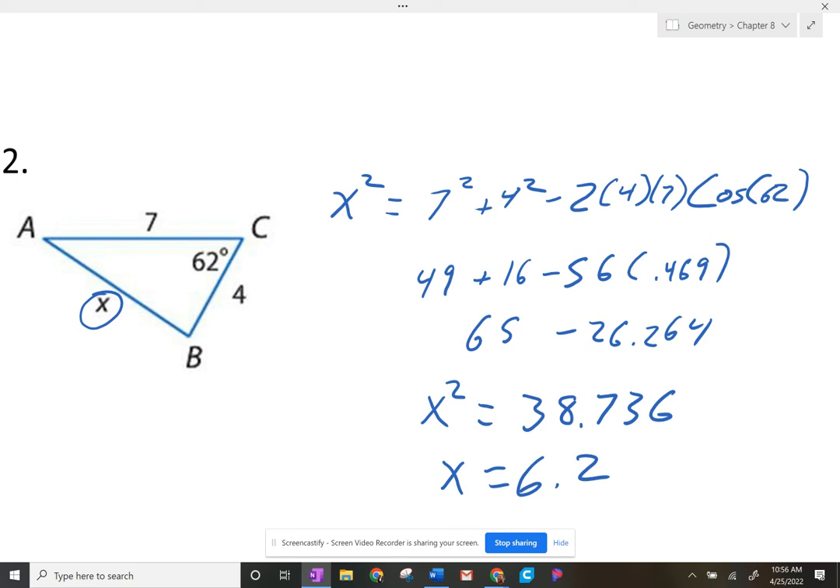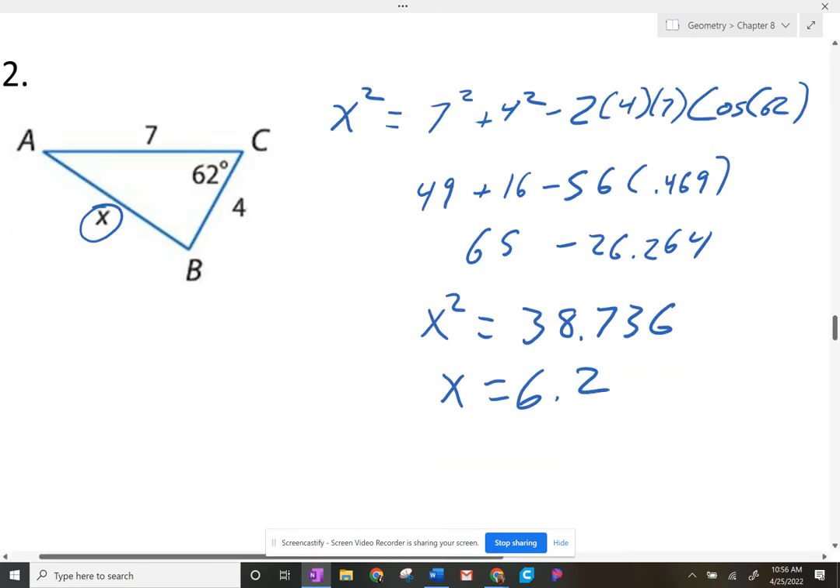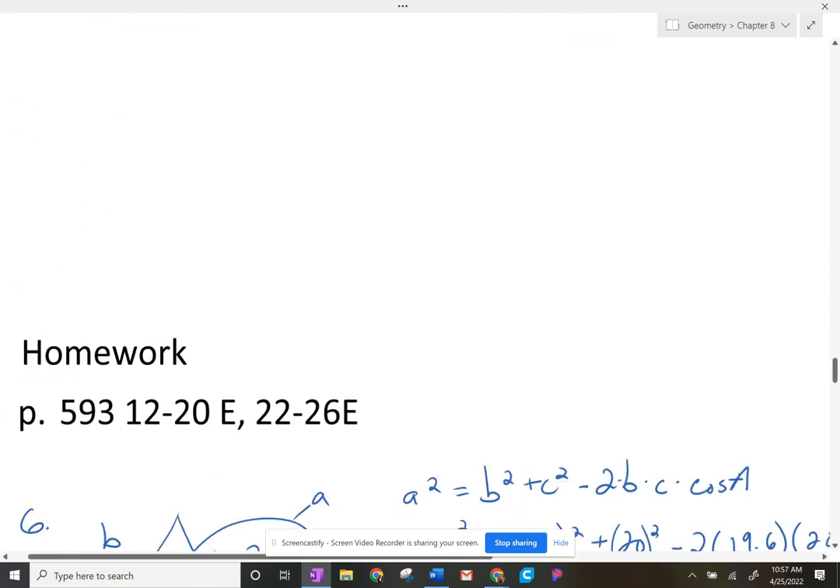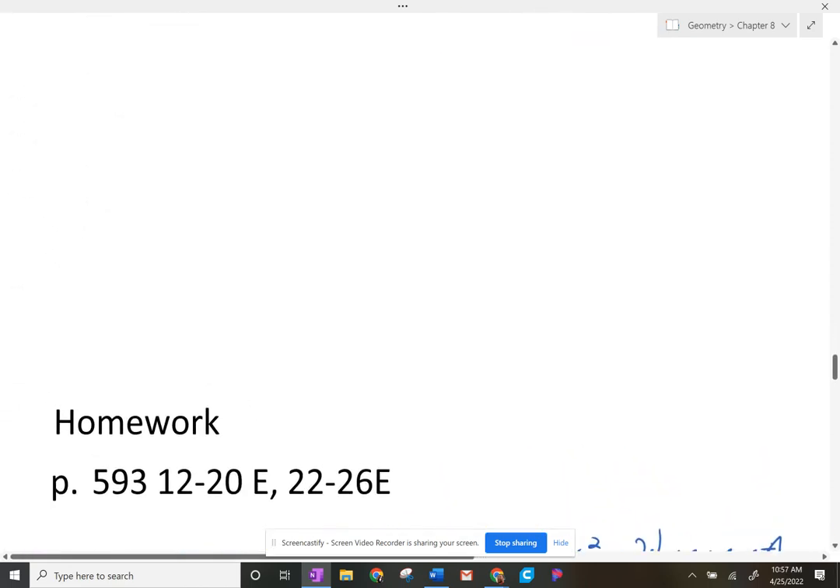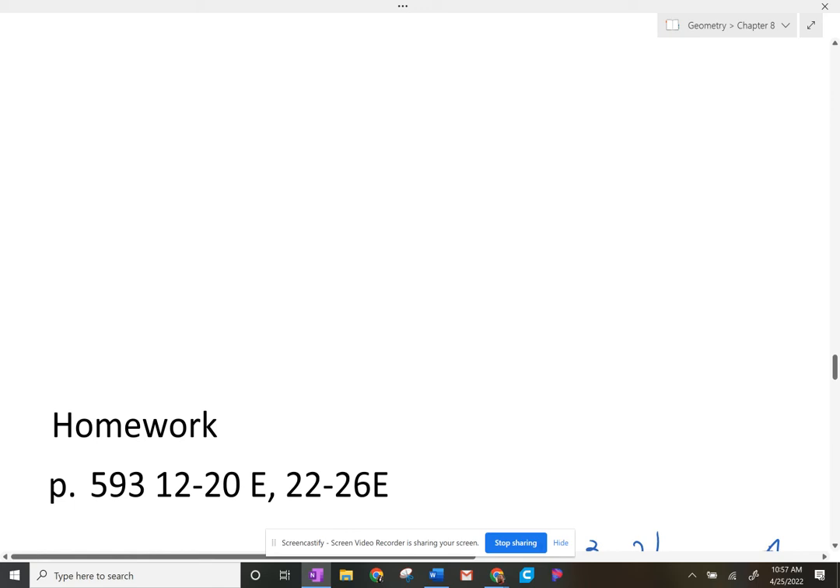Questions on that part? Okay, the cosine stuff is really all about plugging stuff into these two equations. The last part of this assignment then is going to be numbers 22 through 26, even. So 3 extra problems.